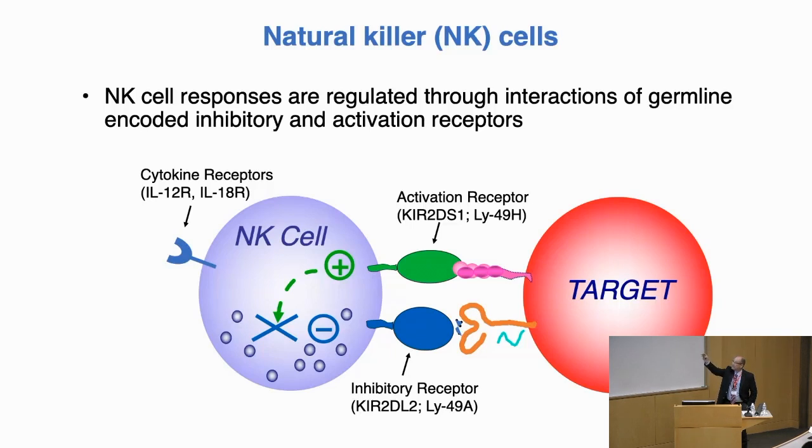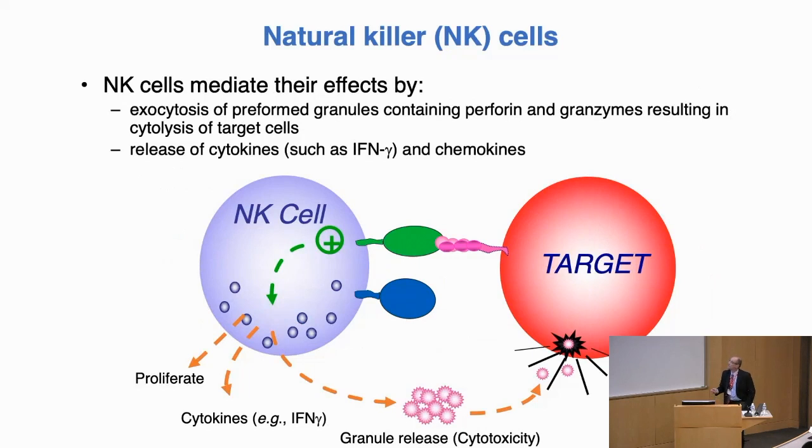And that signaling level, thank you. Let's see if this one works. Oh, beautiful. So that signaling threshold can be modulated by the cytokine milieu. So when an NK cell gets a strong signal through its activating receptor, particularly in the absence of an inhibitory signal, it responds and mediates these effects by releasing cytolytic granules that contain granzyme and perforin to be able to lyse the target cell, by releasing immunomodulatory cytokines or chemokines, and proliferating.